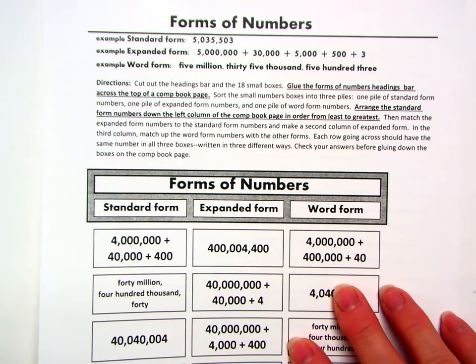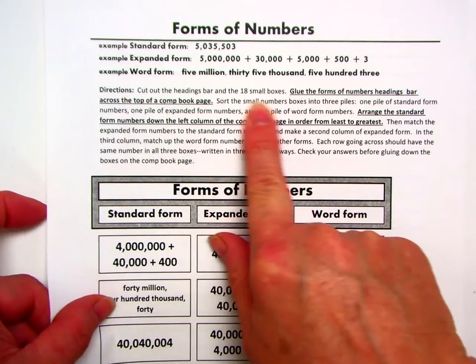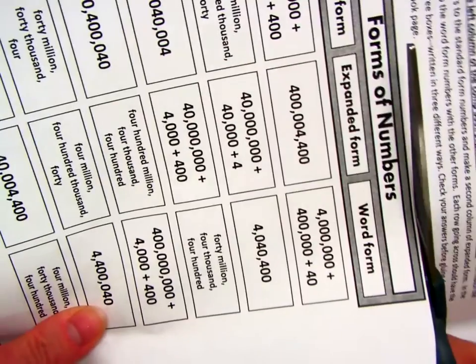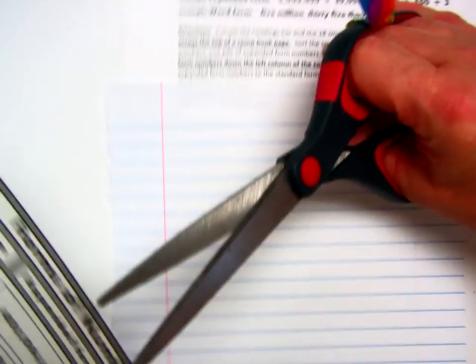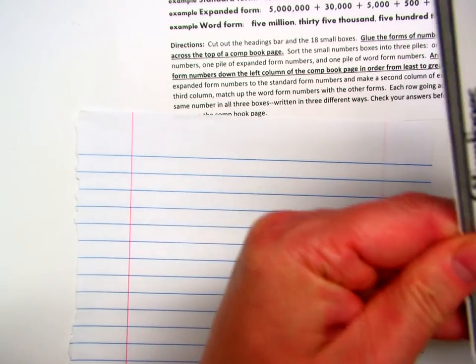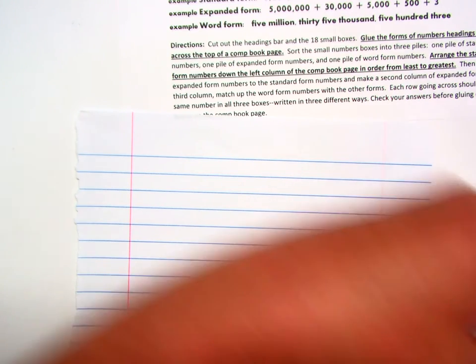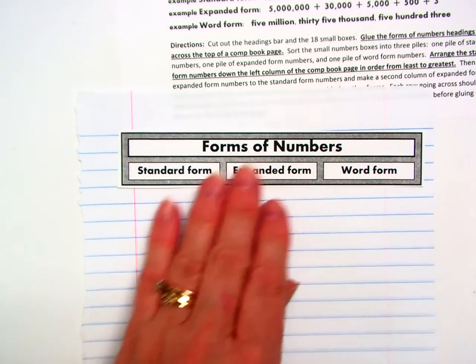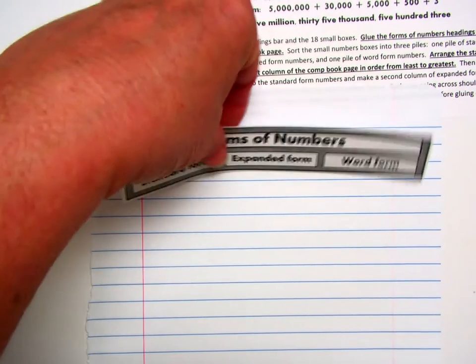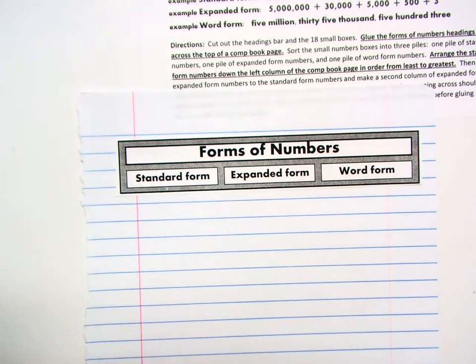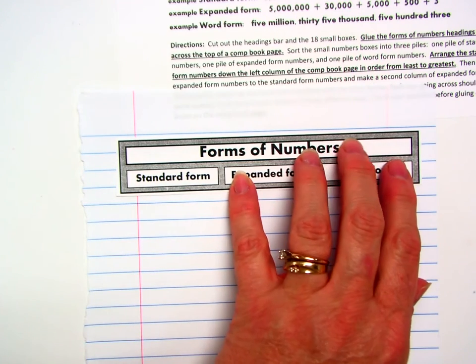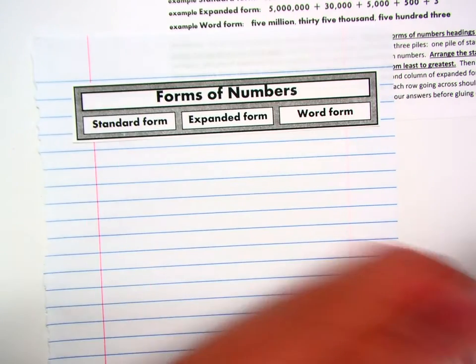All right, so the first thing that we're going to do is cut out the headings bar and the 18 small boxes. So you're going to need to use scissors. Please cut carefully. I'm going to keep the directions here handy so that I can use those. So this is the headings bar, and I'm going to be gluing this at the top of my composition book page, right there. I'm going to follow along these blue lines to make sure that it's nice and straight.